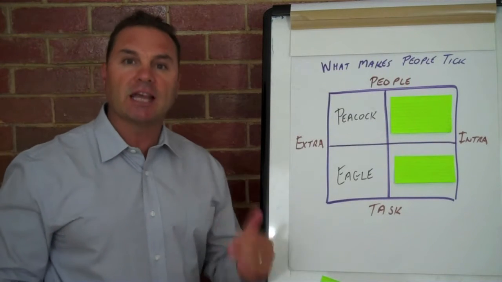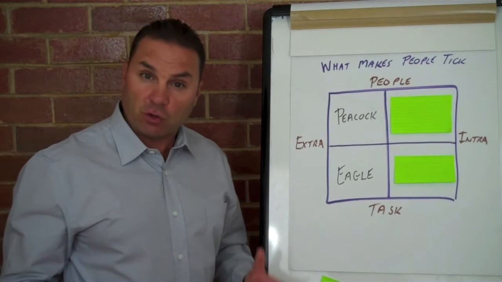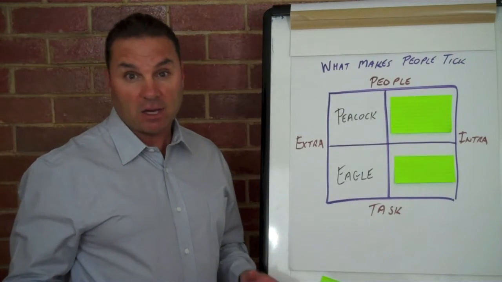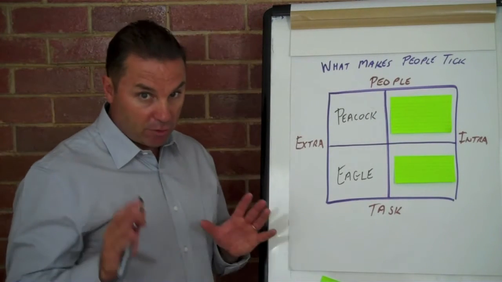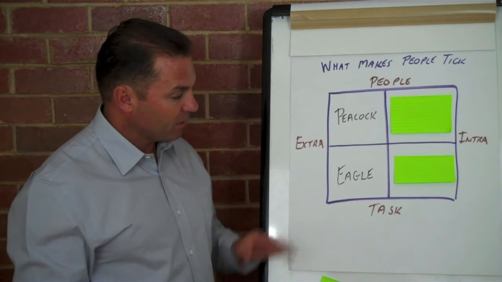So an eagle can get the job done. They like to win. They're very highly competitive. If you cross an eagle, you'll probably find out about it because they can strike very directly and with intent when the time is right to do that, and they like to win.